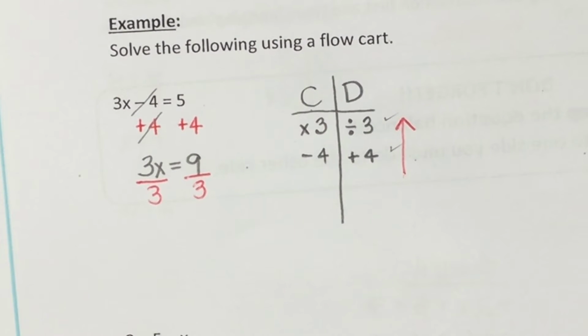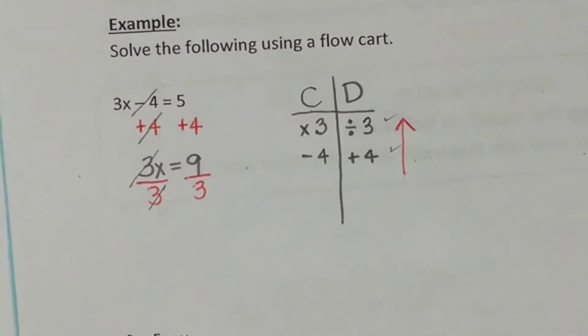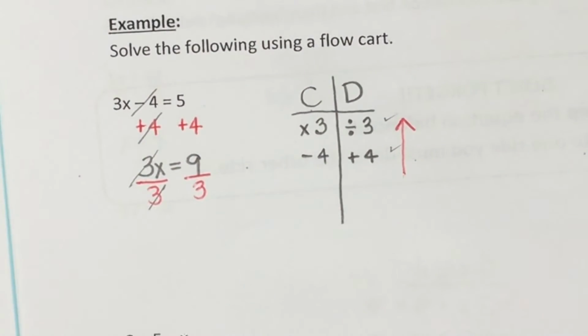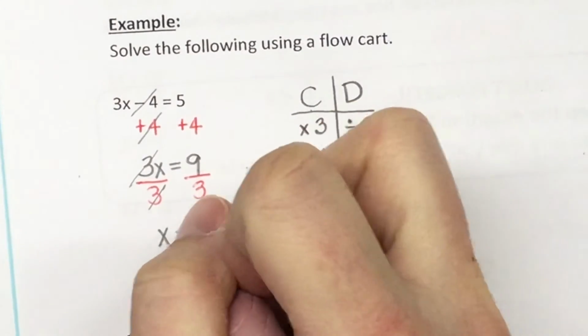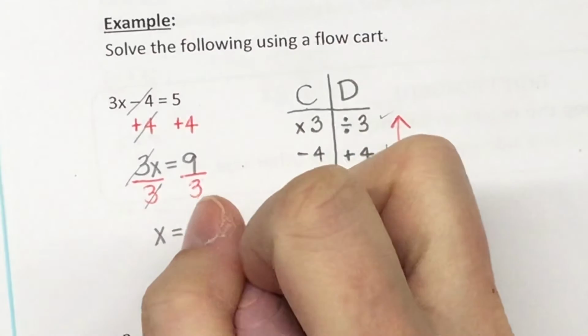Okay. So now that we're at this step, our 3's are going to cancel out. Okay, so on the left side I have x, and on the right side I have 9 divided by 3 is 3.